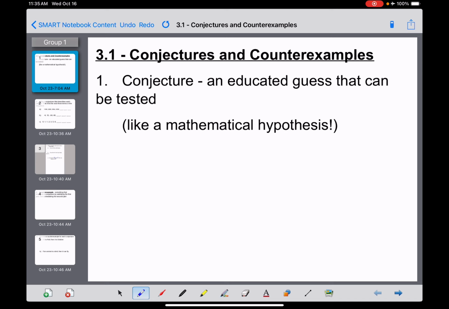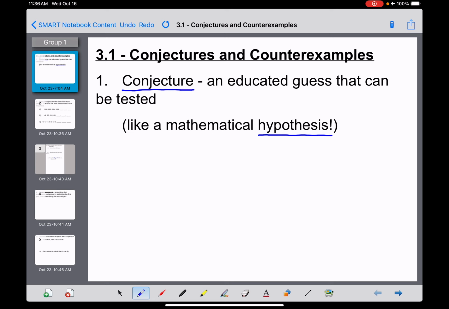So the title of section 3.1 is Conjectures and Counterexamples. Might be two words you're not familiar with, so let's dive into the first one right here. A conjecture, vocab word that should have been underlined there, is an educated guess that can be tested. And if that definition sounds familiar, it's very similar to the definition of a word you should know from your science classes, which would be hypothesis.